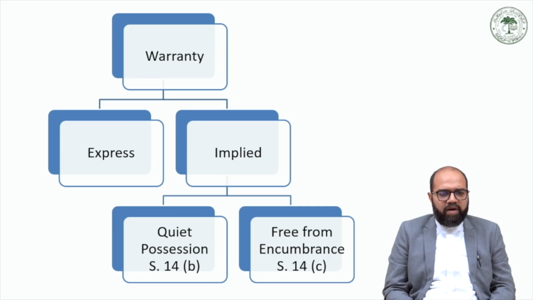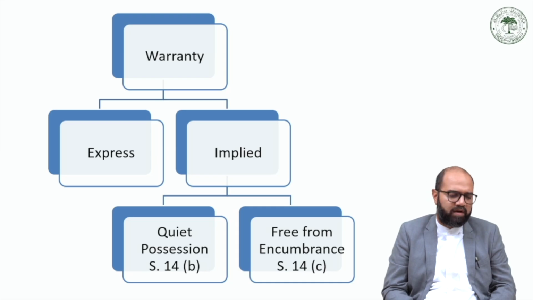So there are two implied warranties, much less than the number of implied conditions. The first is the quiet possession of the goods, which is provided under section 14 clause B. If there is any interruption in the possession of the goods by the buyer, then he can sue the seller or any third party for damages. The second is that the goods shall be free from any encumbrance. This is provided under section 14 clause C.